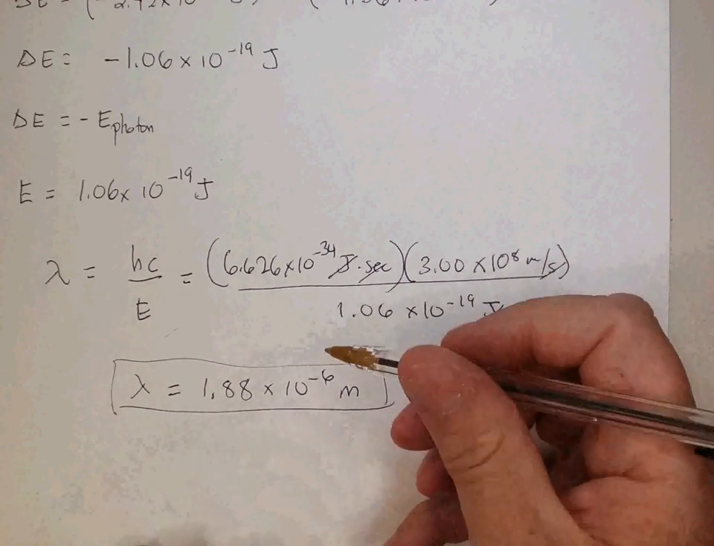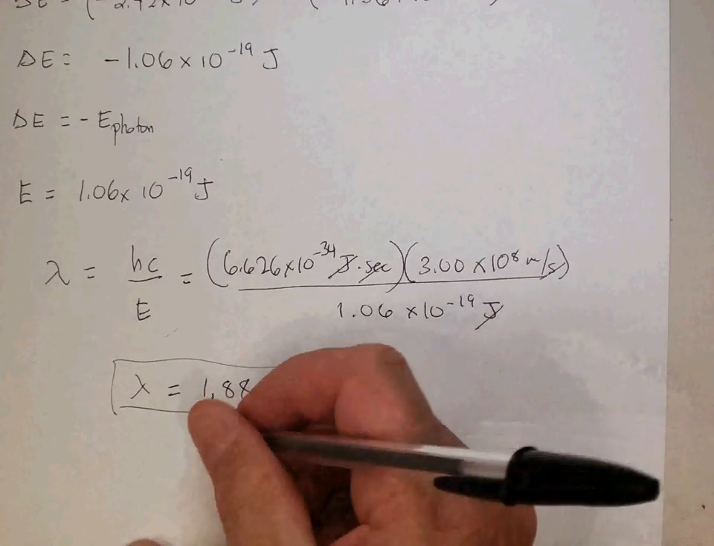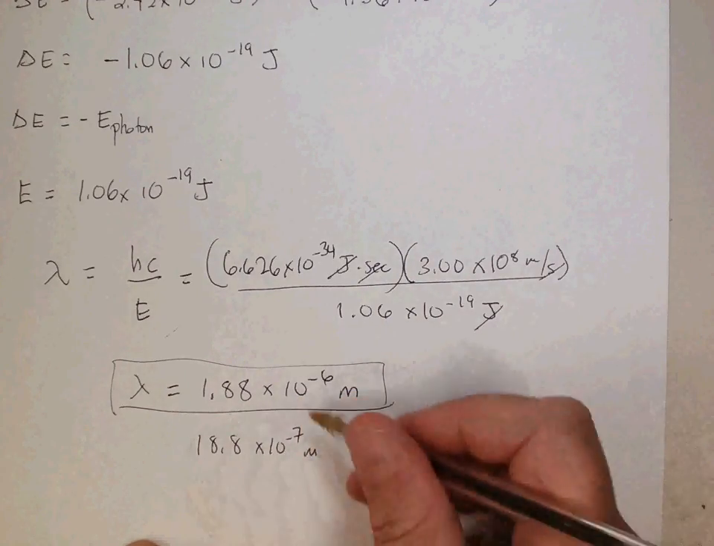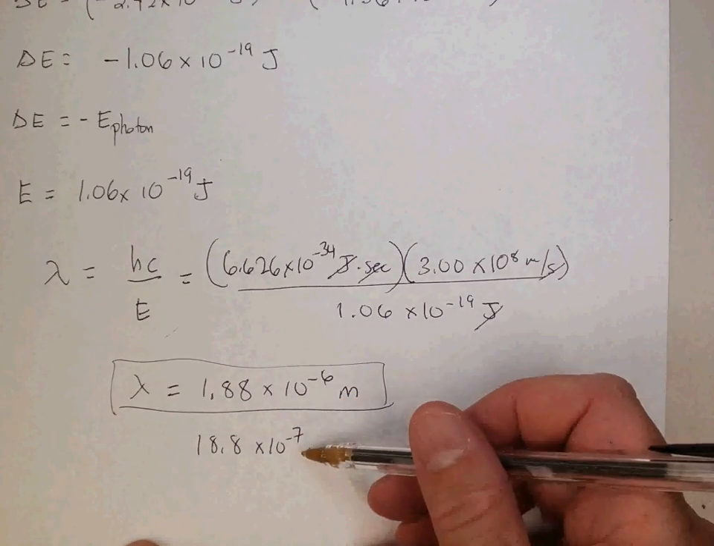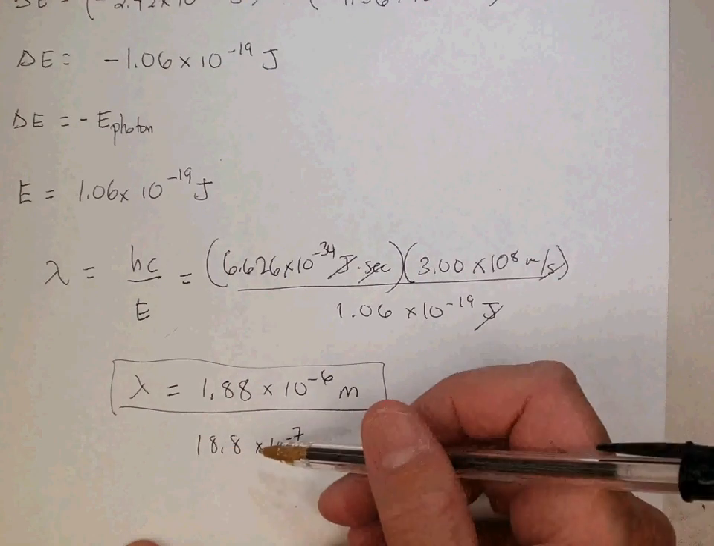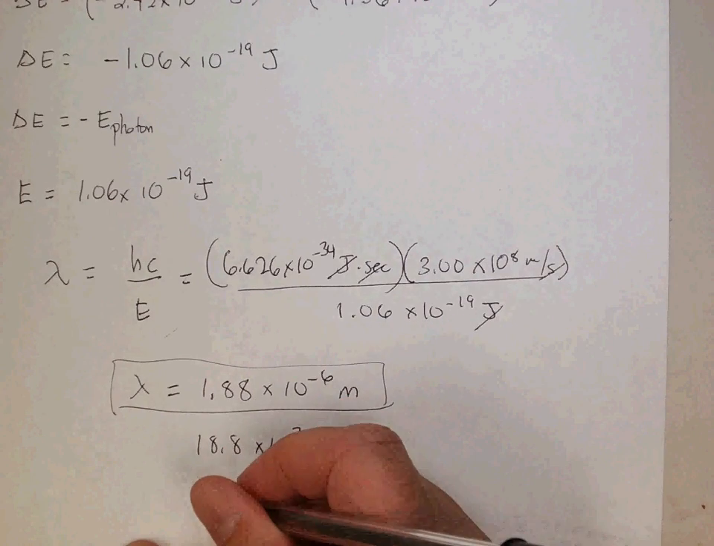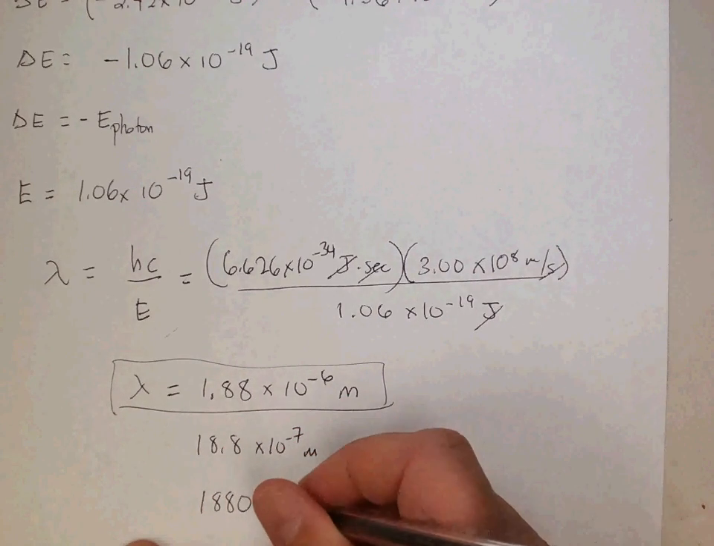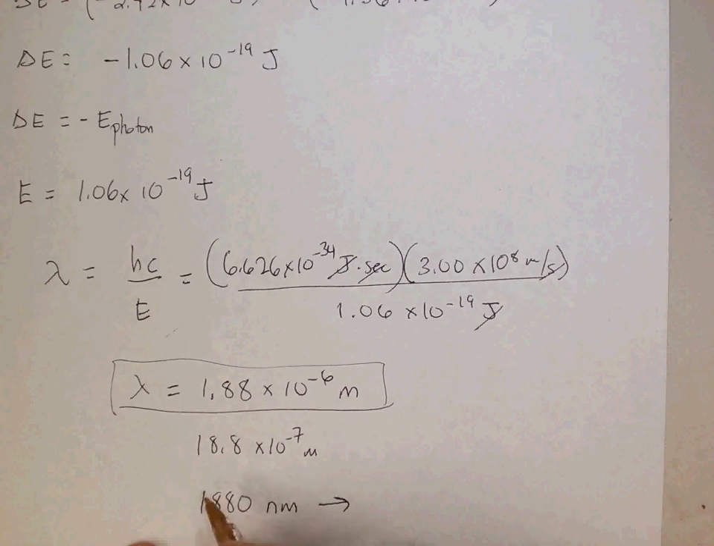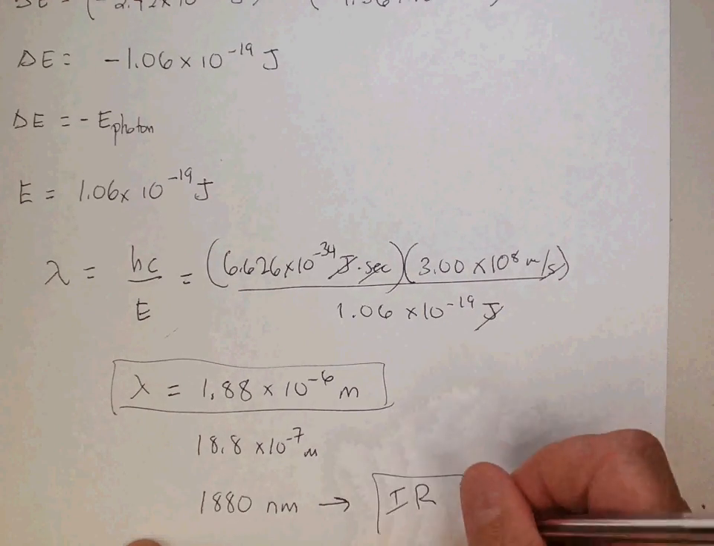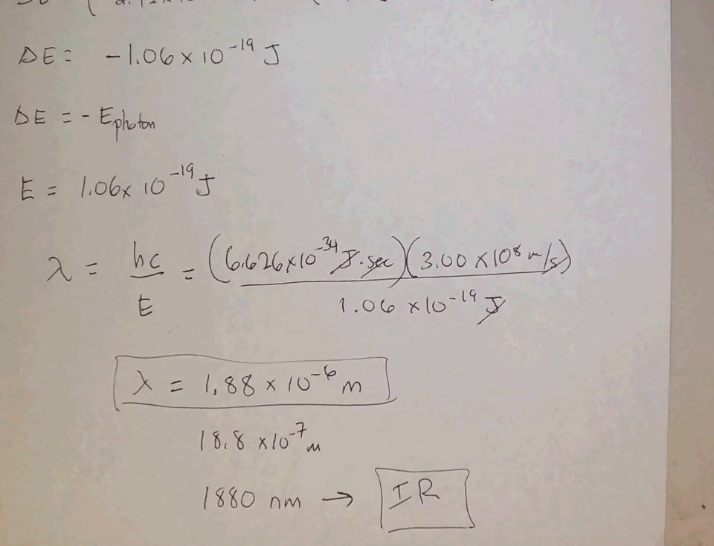So I'm going to move this to 18.8 times 10 to the negative 7 meters, because then in my head I know that when I move from meters to nanometers, I get rid of the decimal place and add 2 zeros. So this is going to be 1880 nanometers, which, 1,000 is way bigger than 700, and so this is definitely in the infrared range. Okay, and that should help you do the calculations for your work in this assignment.